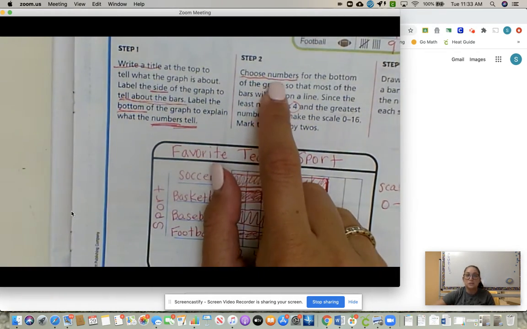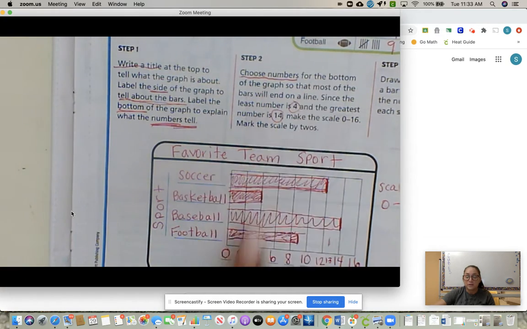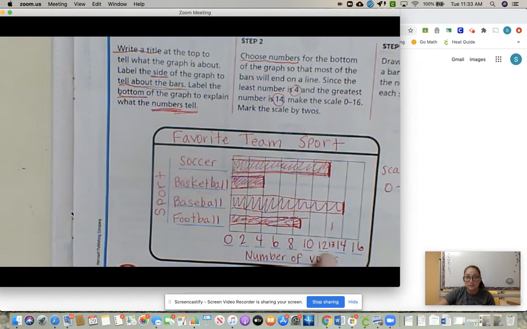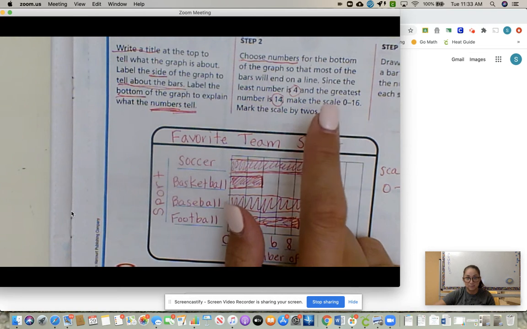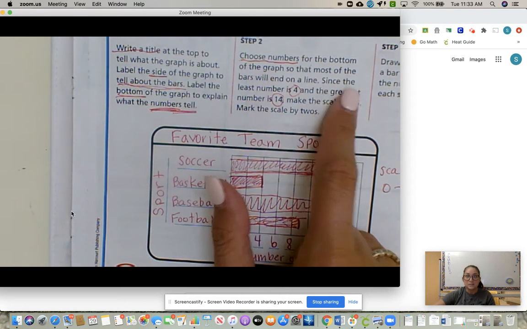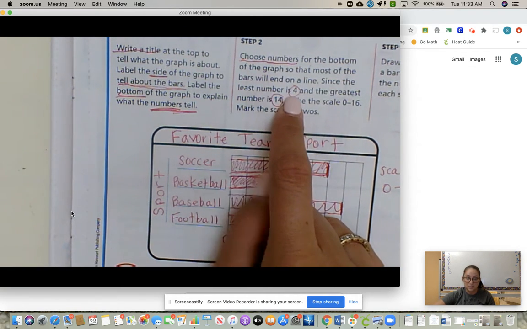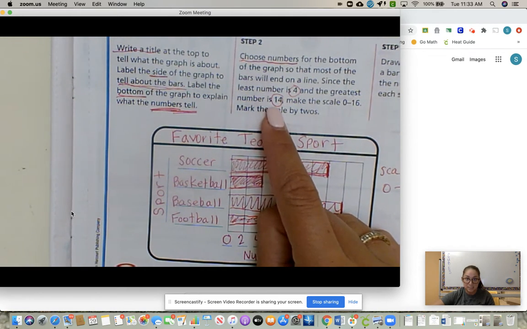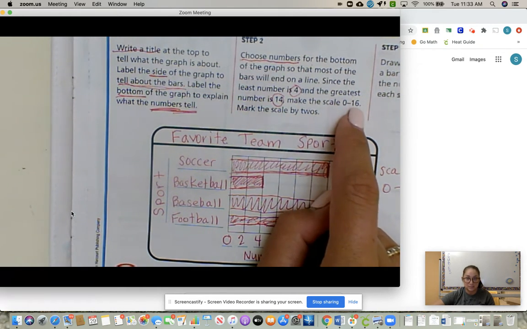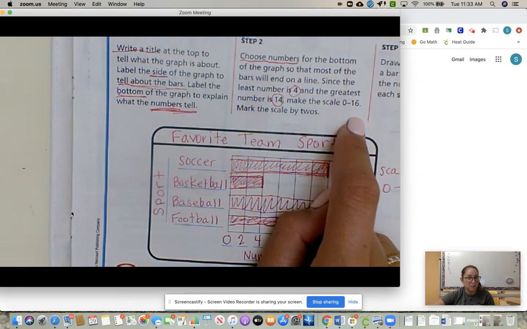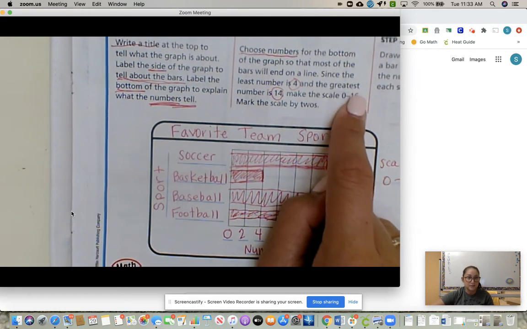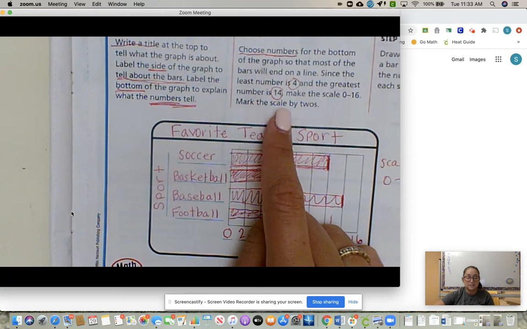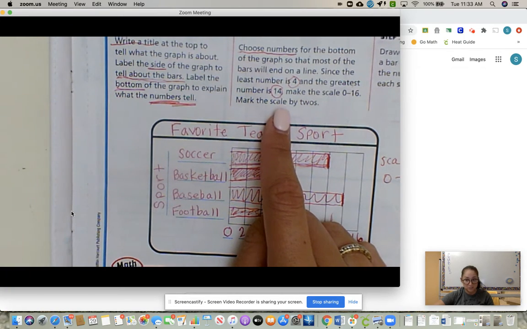Then we need to choose numbers for the bottom of our graph. It tells us on this problem. So since the least number is 4, that is the smallest number, and the greatest number is 14, we're going to make the scale 0 to 16. So you're going to make it just a little above your largest number. It tells you to make the scale by 2, but in other questions, you're going to have to figure it out.